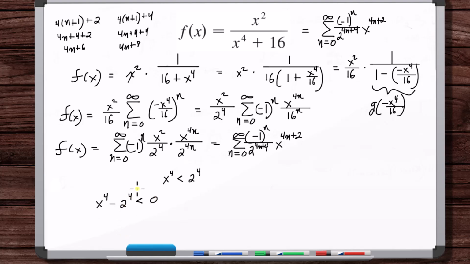But now let's factor this. So that's x squared minus 2 squared. So you've got x squared minus 2 squared is 4. Well, let's do this. X squared plus 4, x squared minus 4. So this x squared minus 4 factors.